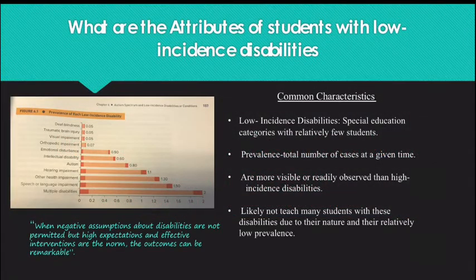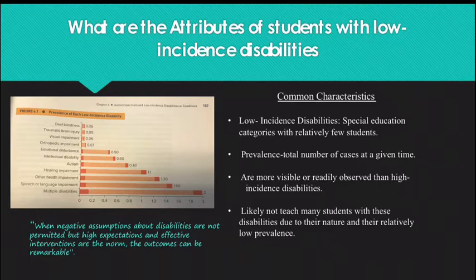What are attributes of students with low incident disabilities? As you can see, I added the 4 common characteristics that range between low incident disabilities and disabilities, to the extent that you're likely not going to teach many of these students. I added the chart that was provided in the book that shows how prevalent each disability is, which I actually found to be very interesting.